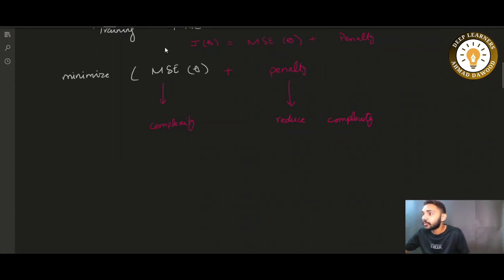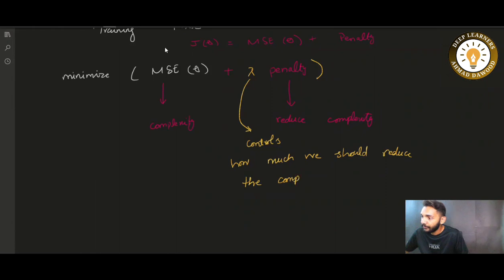There is a parameter which is added here, again along with the penalty. So this parameter controls how much we should reduce the complexity of the model.